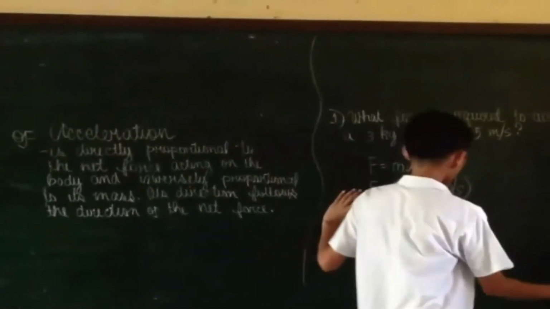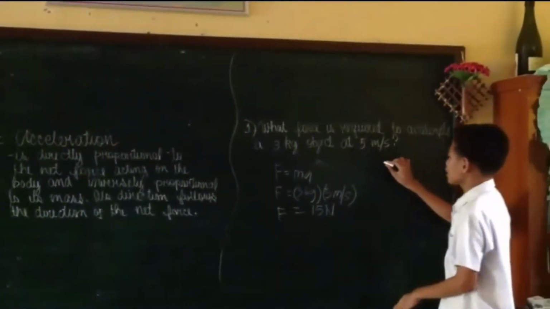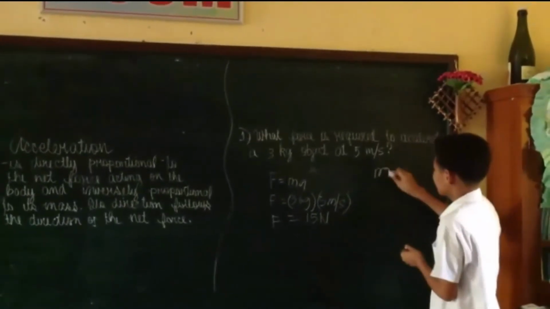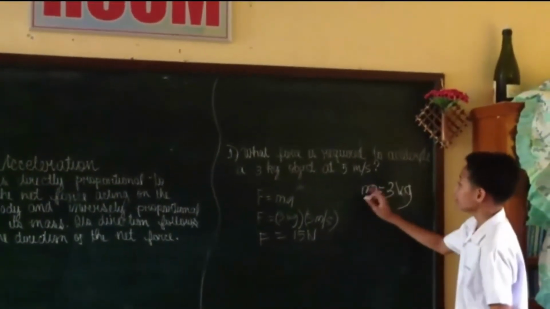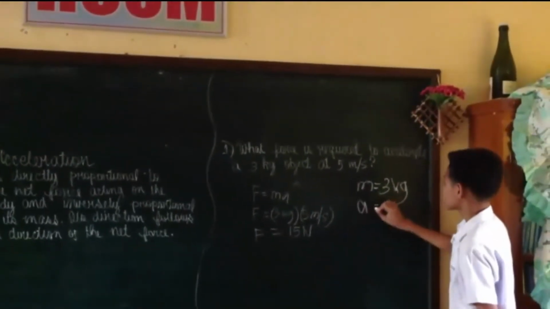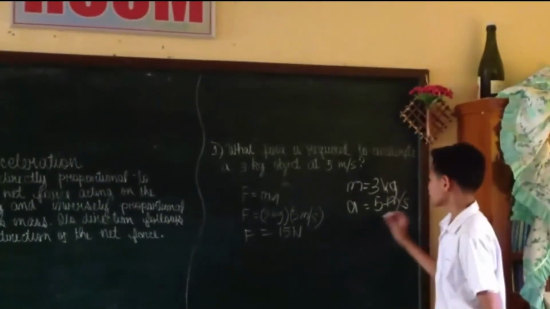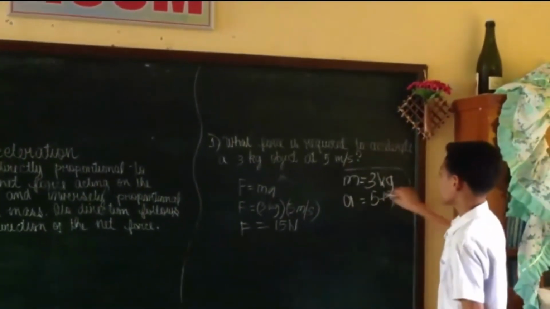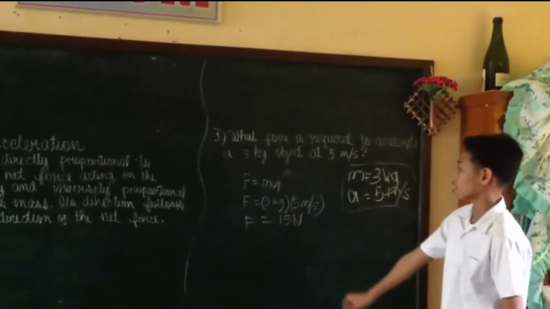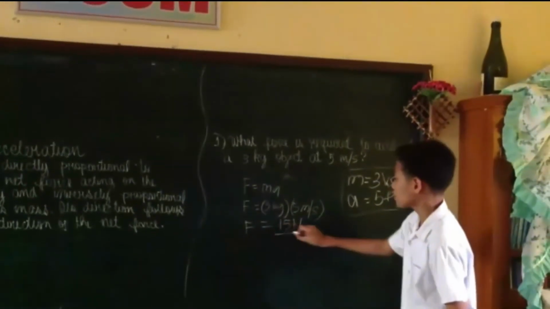So, can I have the chalk? Okay. The given mass is 3 kilogram. And the given acceleration is 5 meter per second. So we are going to multiply the given to find the force. 3 kilogram times 5 meter per second is equal to 15 Newton.